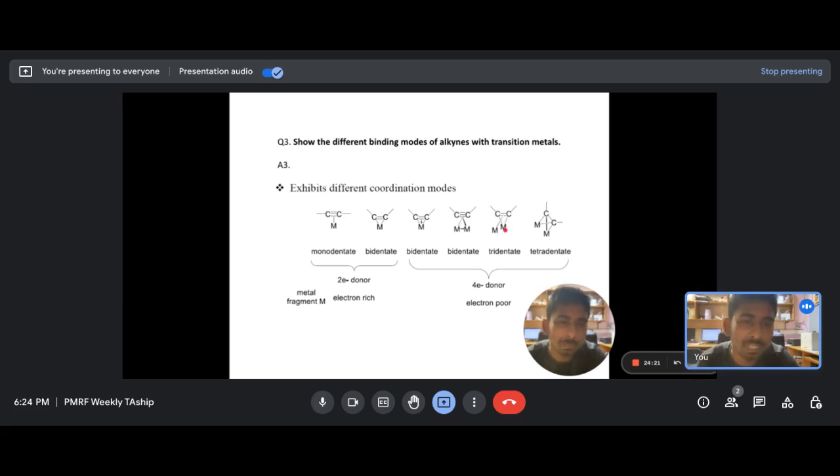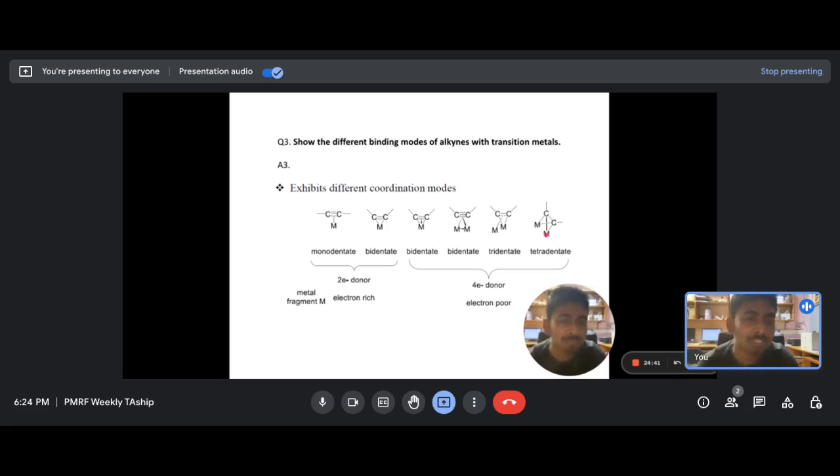This metal center is taking up electrons from both of these carbon atoms, but this metal atom is isolated, and it has a different nature from this metal atom. This metal is only taking up the electrons from the pi bond. That's why it's again a 4 electron donor. This one is a tetradentate system.